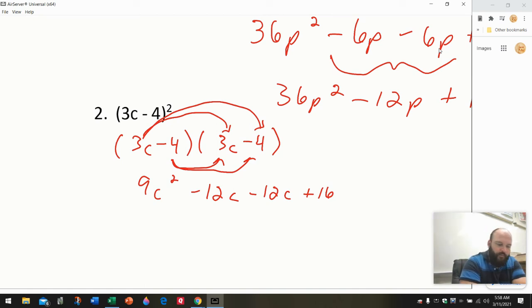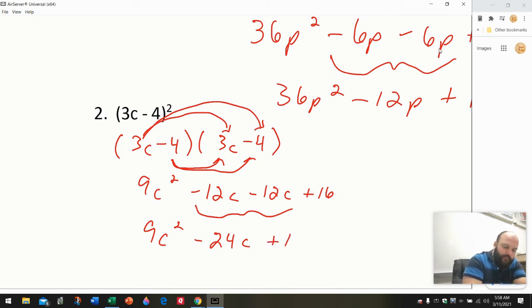Now that we've totally expanded it, we can add up our like terms. So we have the 9c squared drop down. Then we have minus 12c and minus 12c, which gives me negative 24c. And then we have plus 16. And there's our final answer.